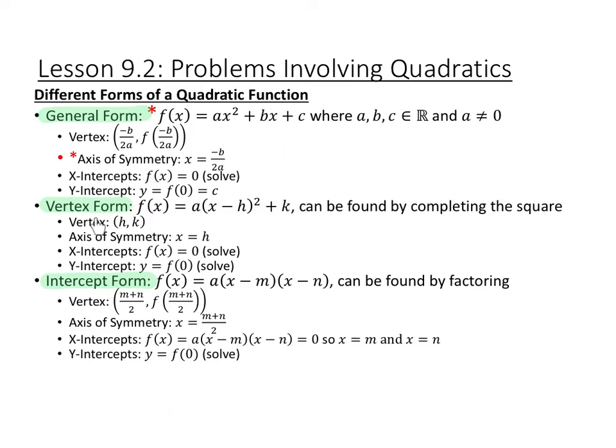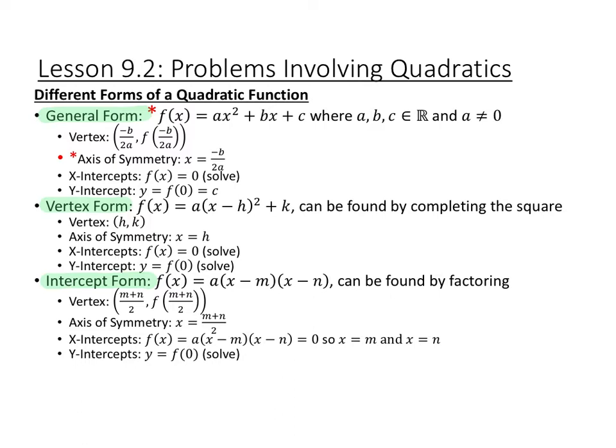The next one is vertex form, which they don't really talk about much in IB, but it's something that we focused on in previous math classes, so that's why I put it on here. And that is f of x equals a times x minus h quantity squared plus k. You can go from standard or general form to vertex form by completing the square. It's really nice because then you can read off the vertex as (h, k). And the axis of symmetry, again, is x equals the x-coordinate of the vertex, or h.